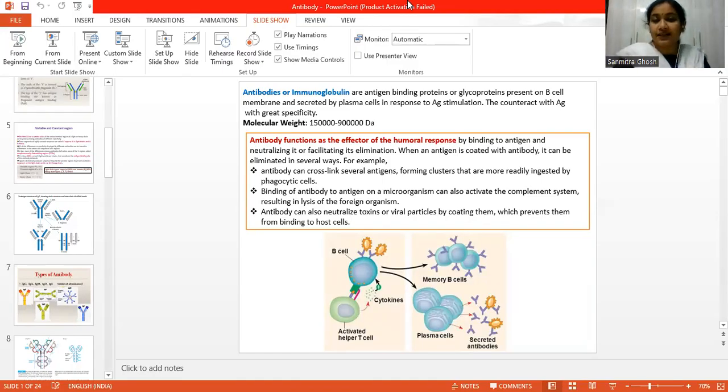Hope the slides are clearly visible to you. We will begin with the definition of the antibodies. Or better to say, if the question is asked, what is an antibody?